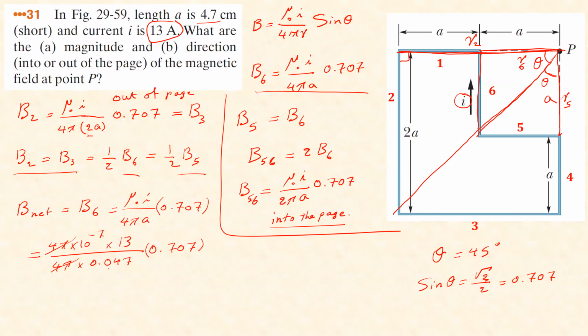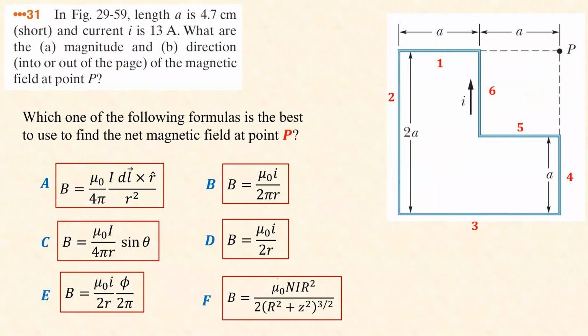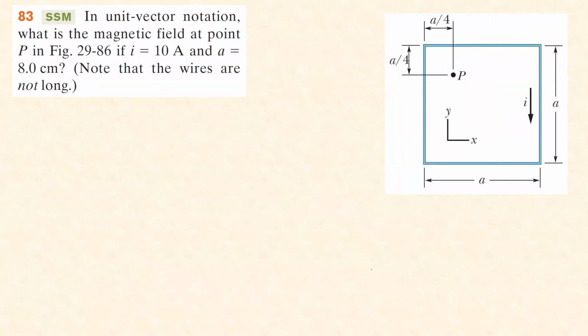Can calculate. All right. So this is the solution to this problem. This is the whole thing. B net is this. All right. Okay. This is another problem. Again, all right. If I want to calculate that, I can use the same equation.